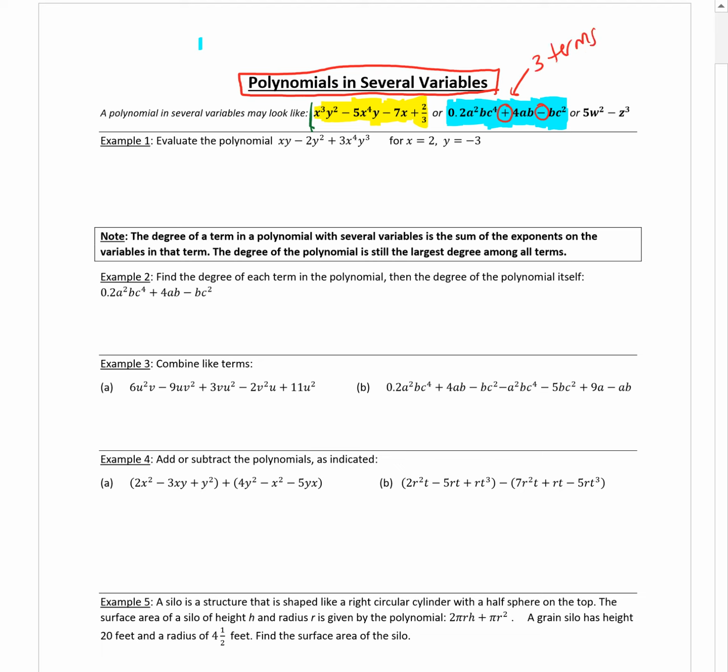About the first one, let's try to guess. How many terms does this guy have, the yellow highlighted one? It would be 4 terms, right? Because there's a minus that separates 2 terms, another minus that gives me 3 terms, the plus gives me 4 terms. Here's 1, 2, 3, 4. Not that they're asking for that, but it's kind of good to know.